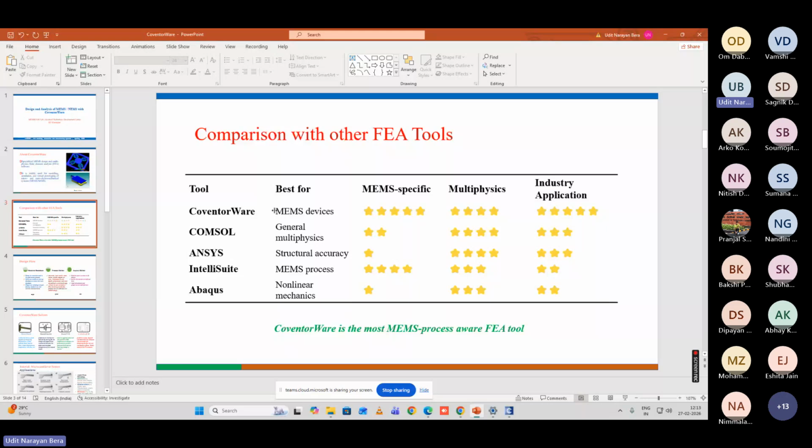But CoventorWare is more industry application oriented because in this software you can see how the manufacturing process happens, and you can design your own device like a cantilever, an accelerometer, a diaphragm, and you can have different kinds of solutions there. Like I will show you.